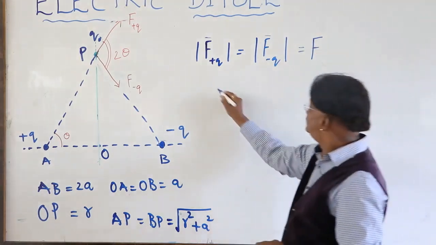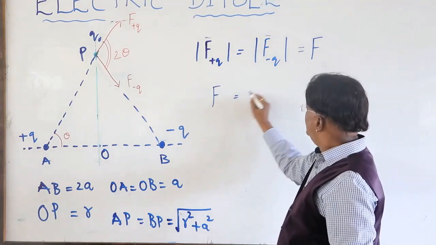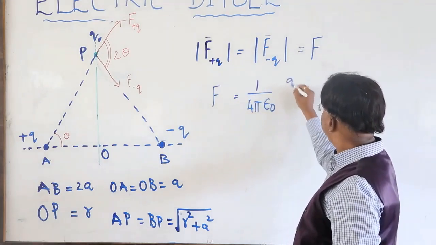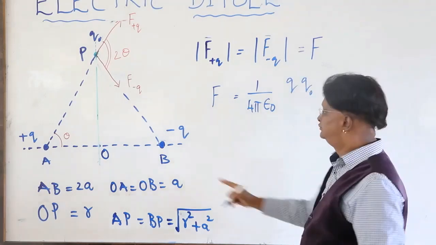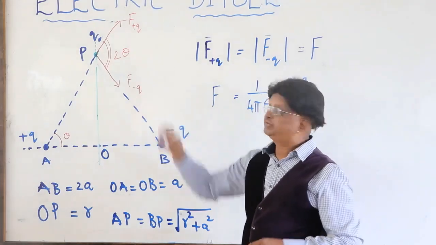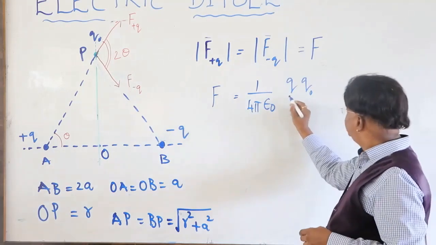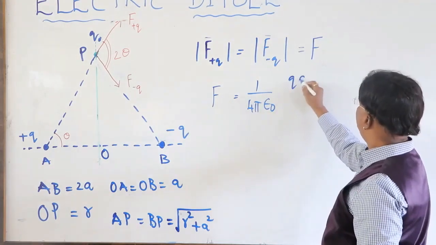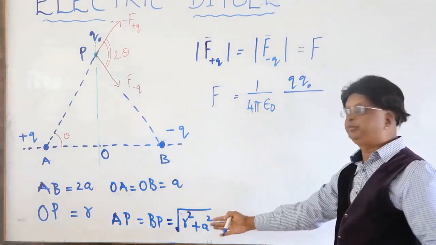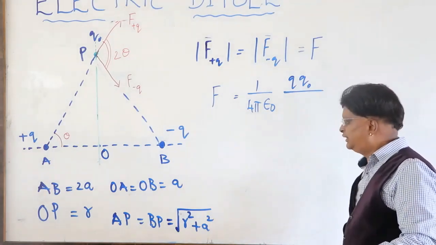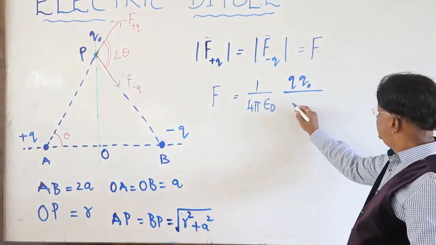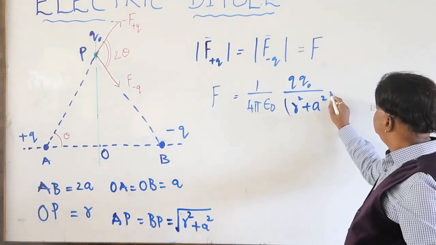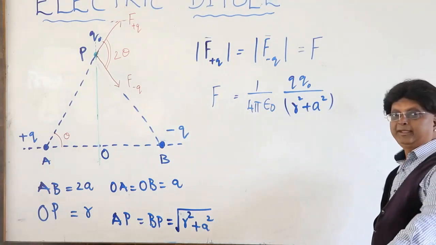Now what is the F? Once again, 1 by 4 pi epsilon naught q1 q2 by r square. Therefore q naught. One of the charges is q, the other charge is q naught, the pair. And what is the distance between them? The distance between them, you already got it, is root of r square plus a square. Therefore when it is squared, you will get r square plus a square.